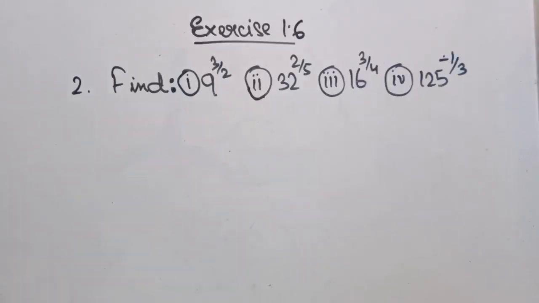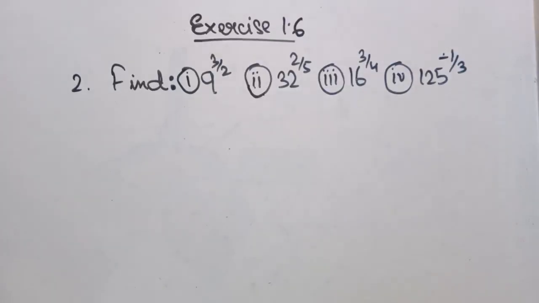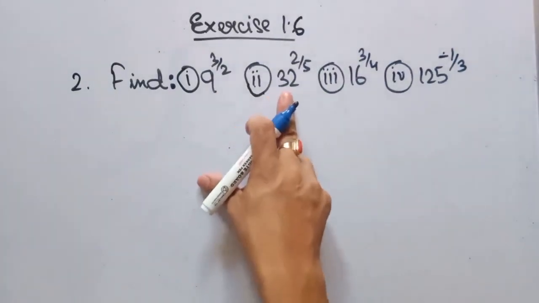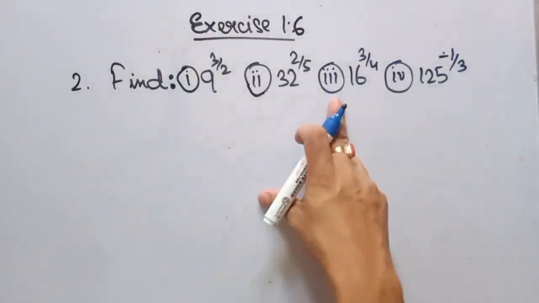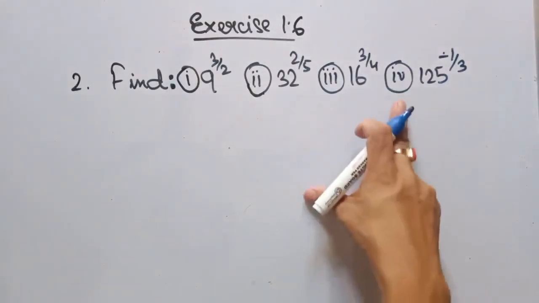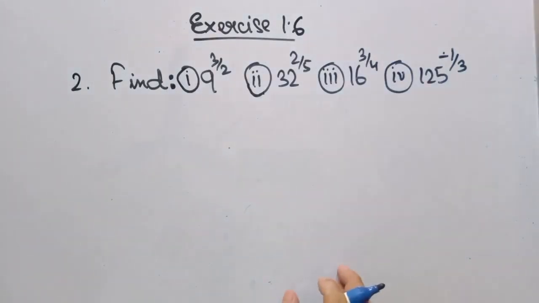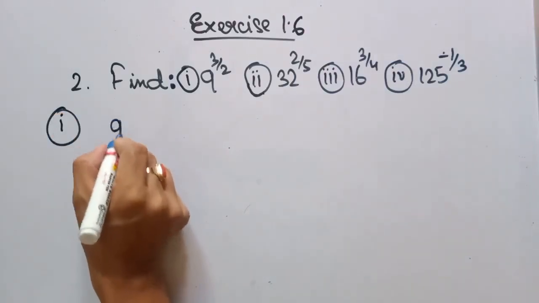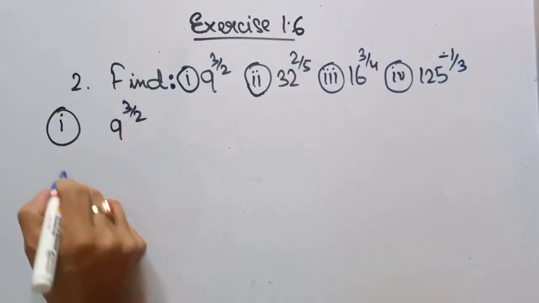Next, exercise 1.6, question number 2. Find the value of (i) 9 to the power 3 by 2, (ii) 32 to the power 2 by 5, (iii) 16 to the power 3 by 4, and (iv) 125 to the power minus 1 by 3. So let us first solve (i), 9 to the power 3 by 2.